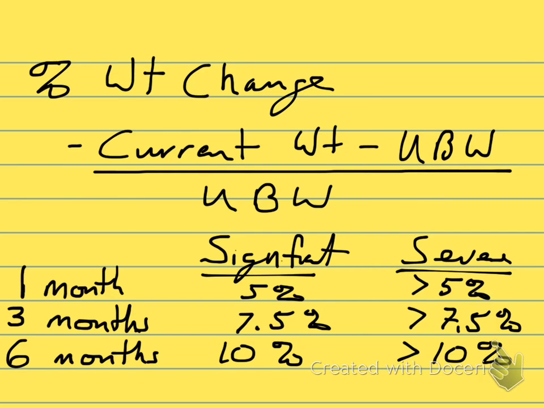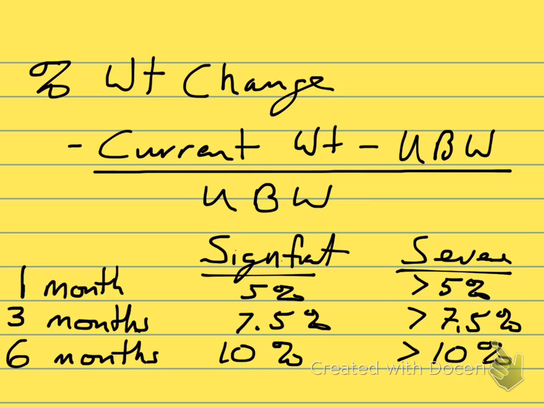And the last thing, we'll talk about weight change. We talk about weight change because it's important when you look at the rate of weight change. If people lose too fast, they can become malnourished pretty easily. So the formula for determining percent weight change is basically you take their current weight, you subtract their usual body weight from that, and then you divide that difference by their usual body weight.